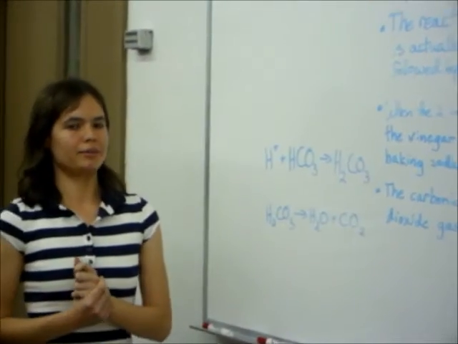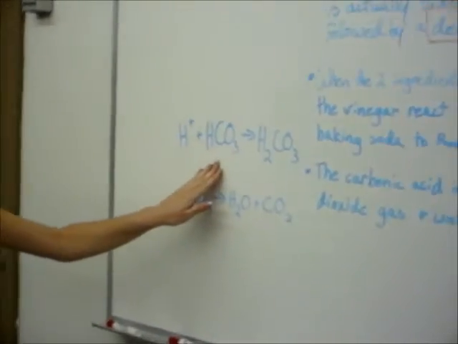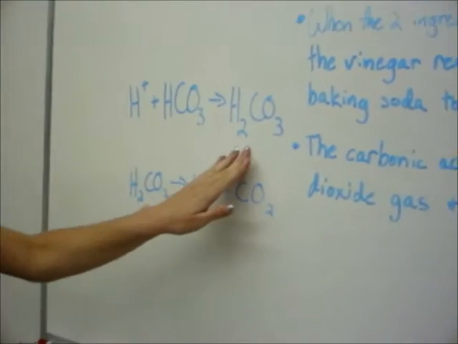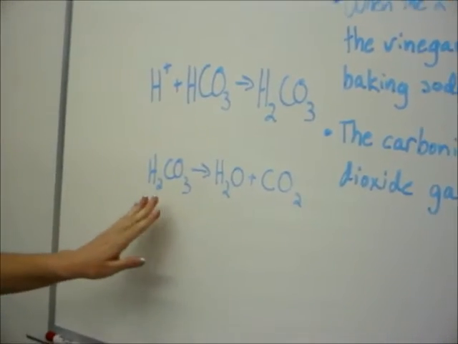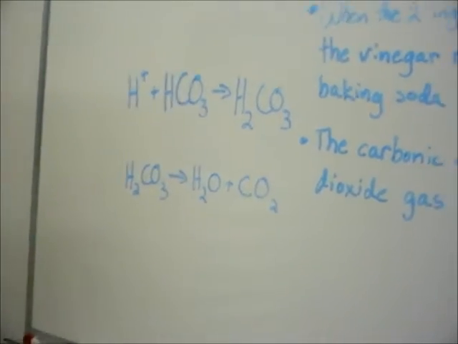When the two ingredients are mixed, hydrogen ions from the vinegar mix with the bicarbonate ions from the baking soda to form carbonic acid. Then the carbonic acid immediately decomposes into carbon dioxide gas and water.